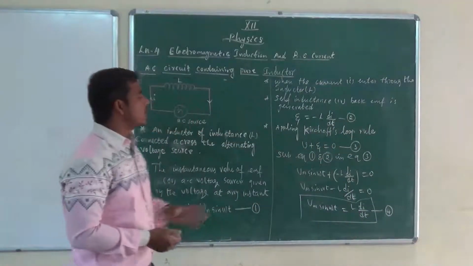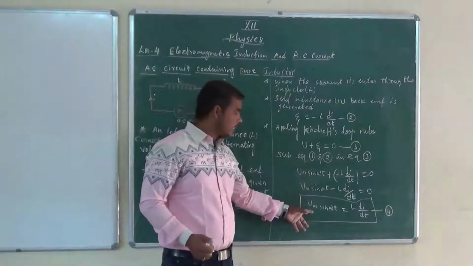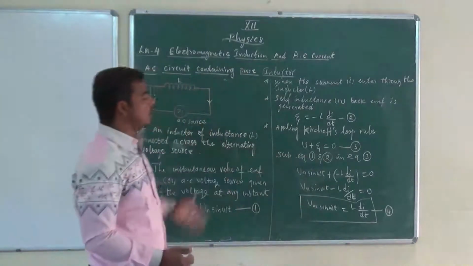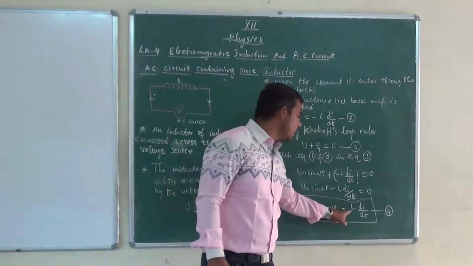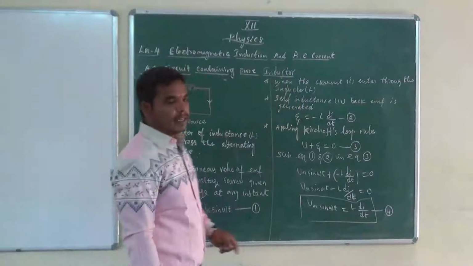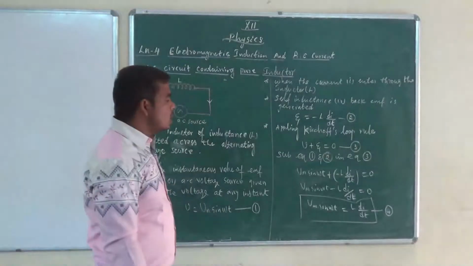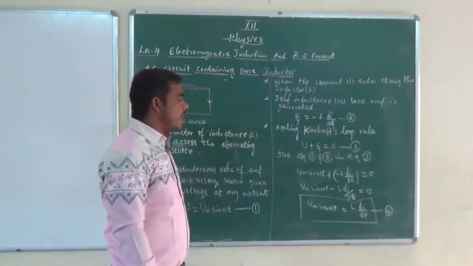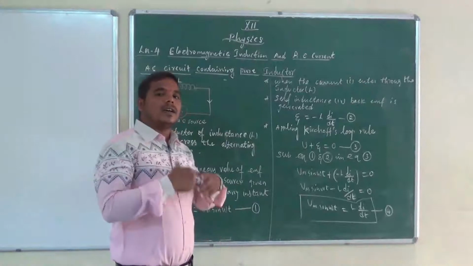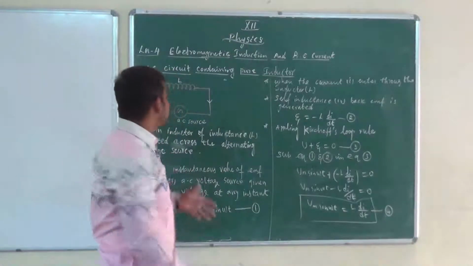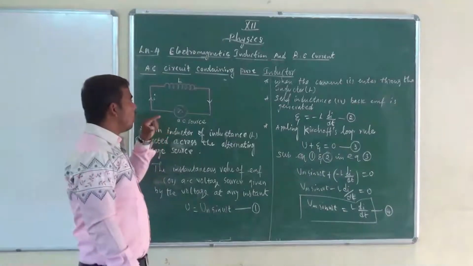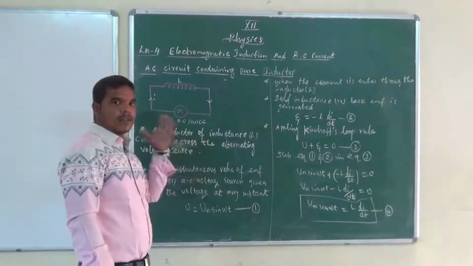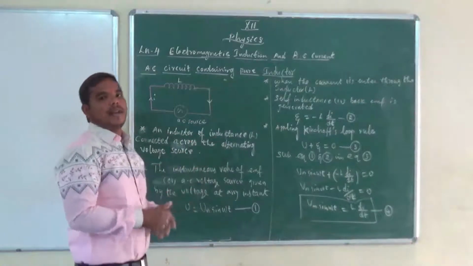In your book, they give this step directly, with the steps in between omitted. If you want, please note it down. So, Vm sin omega t equals L di by dt. Isn't it? Our aim is to find the current entering the pure inductor, what it causes. That is our aim, isn't it?